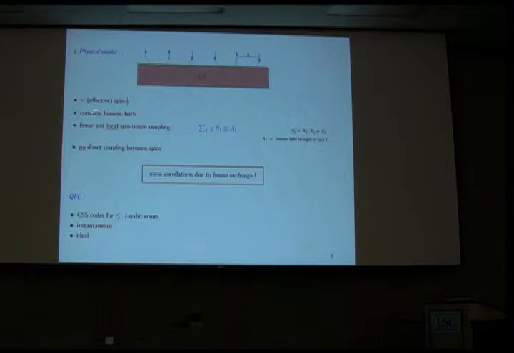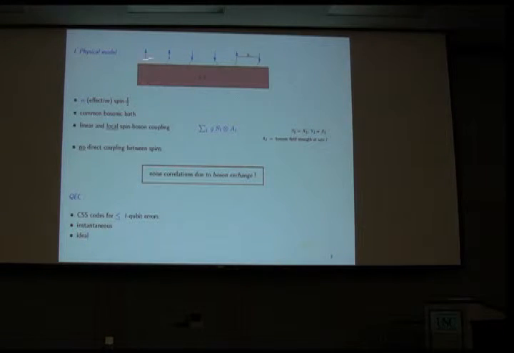Okay, so let's start with the physical model. We take n effective spin-1/2 particles, which represent the qubits, and these spins are coupled to a common bosonic bath. We may think about photons or phonons in a condensed matter setting. We assume that this coupling is linear and local. So the interaction Hamiltonian is of this form: we have the sum over all spins, and there's a local spin operator, S_L, which could be some Pauli operator, multiplied by the local field strength, A_L, of this bosonic field at the location of the L-th spin. And there are some overall coupling strengths, which I denote by g.